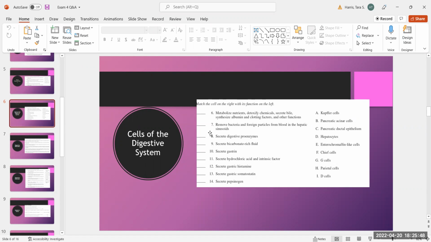They remove the bacteria from the hepatic sinusoids. Right.